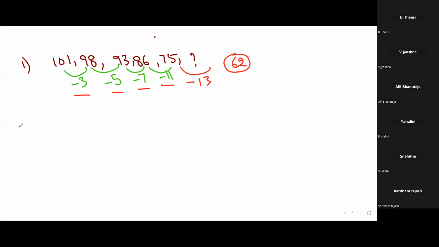Okay. Now let us try to understand one more. 4, 18, dash, 100, 180, 294, and next comes 448. Try this now.